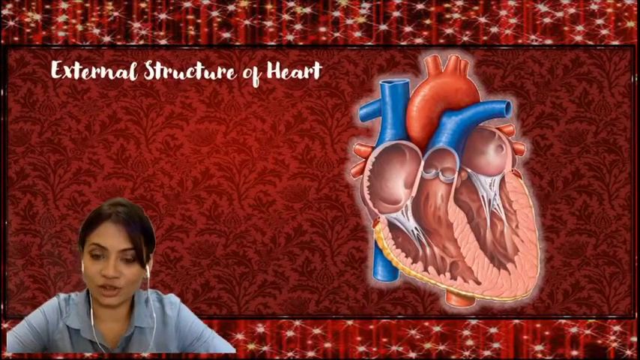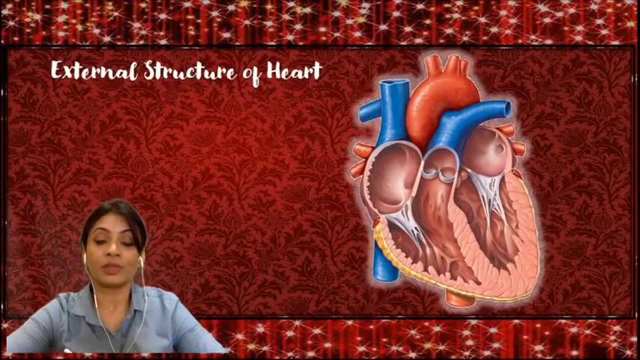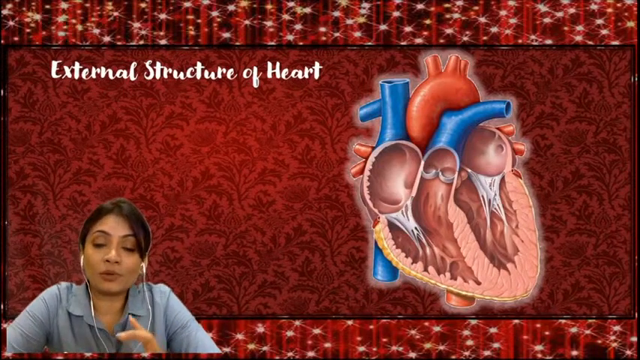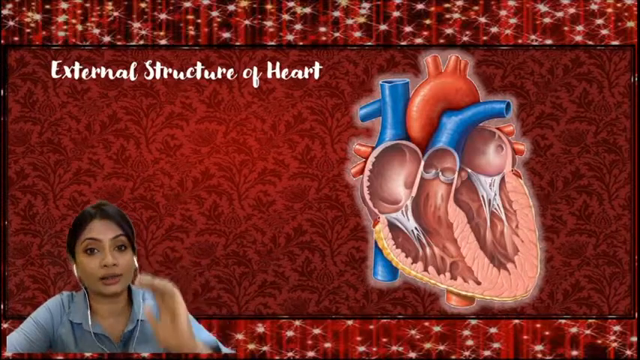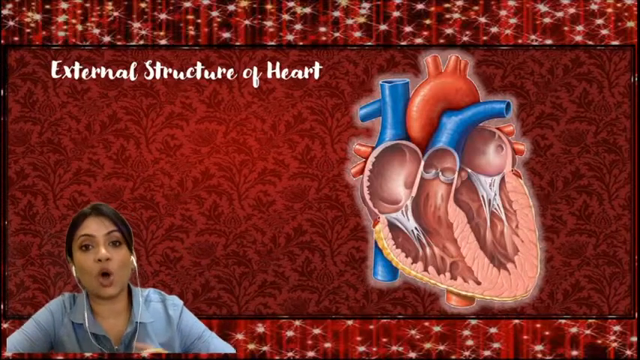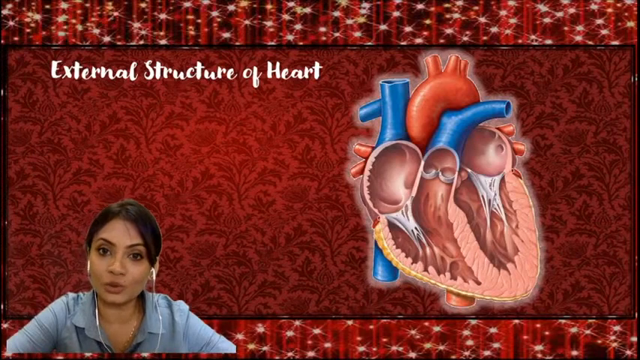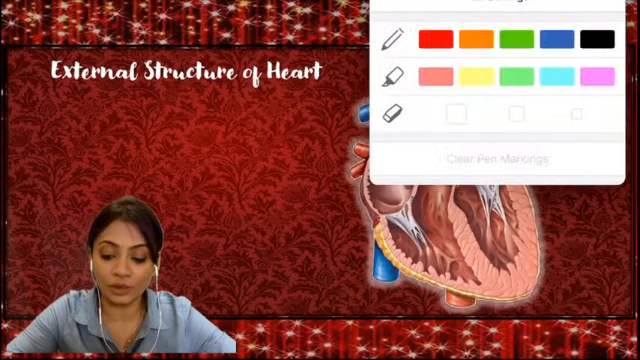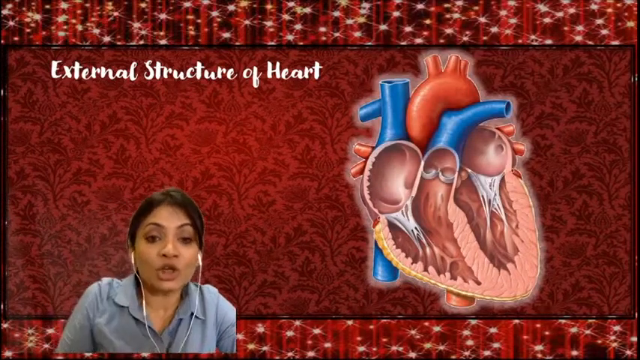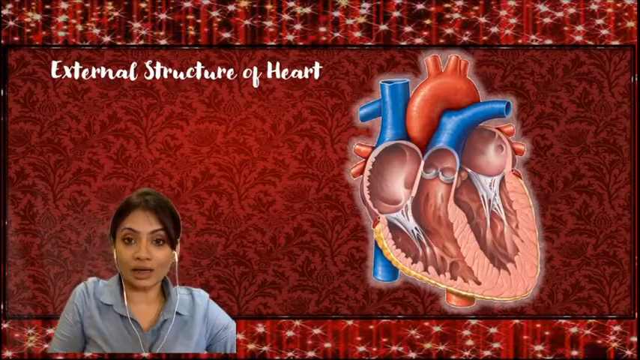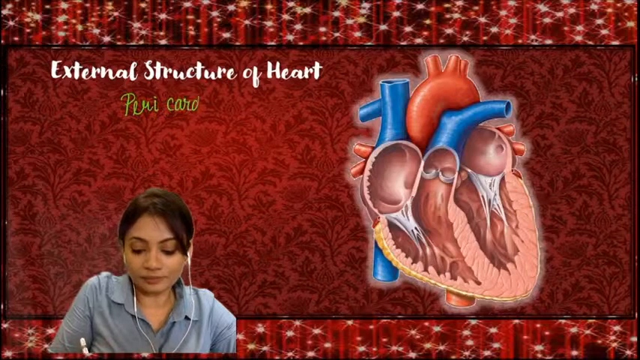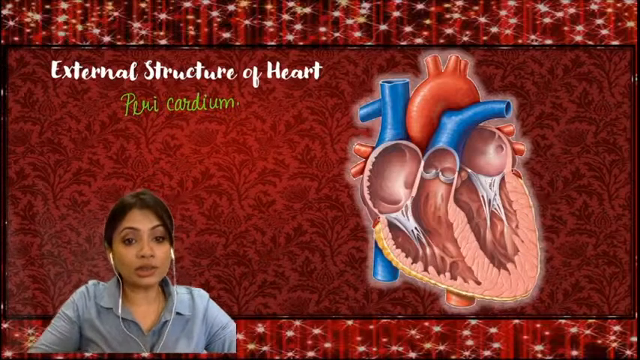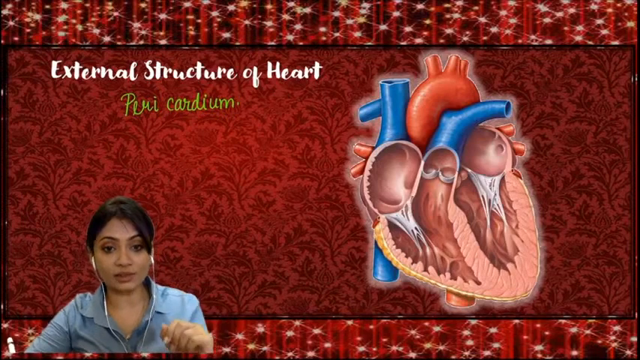Alright, so just a quick recap of the external structure of the heart. Do you remember what the covering of the heart was called? There was a covering all around the heart, and I told you, if it is all around, the word we use is peri. So a covering all around the heart is called the pericardium. Do you remember that?